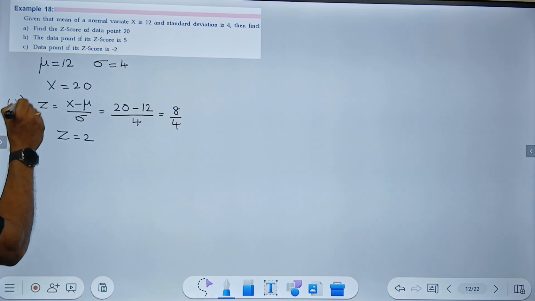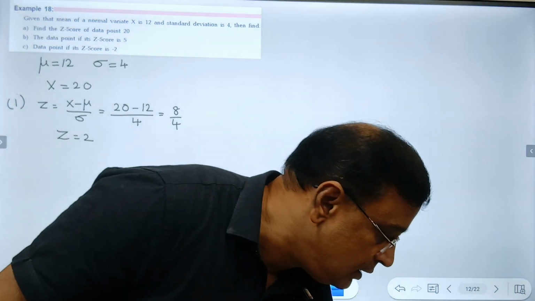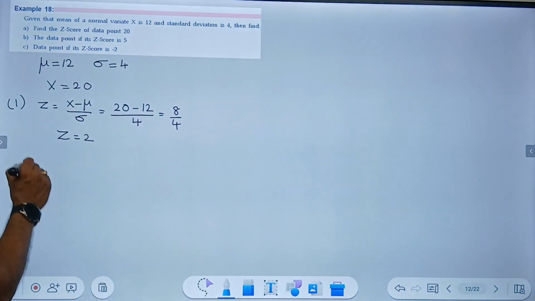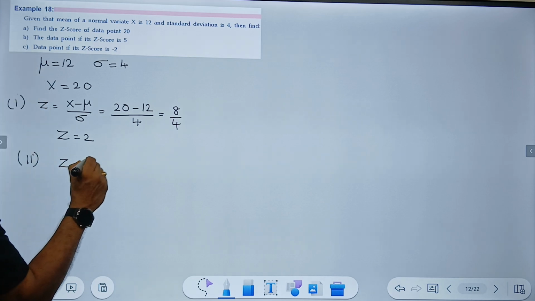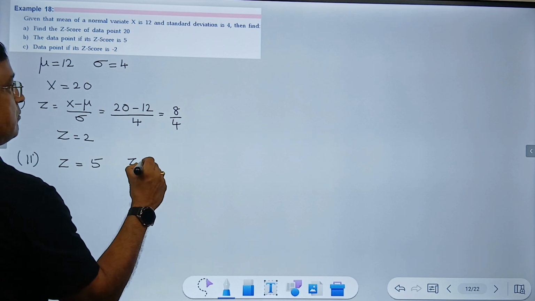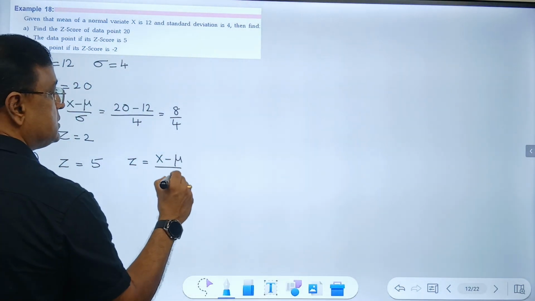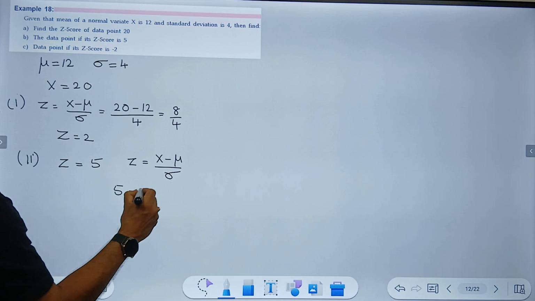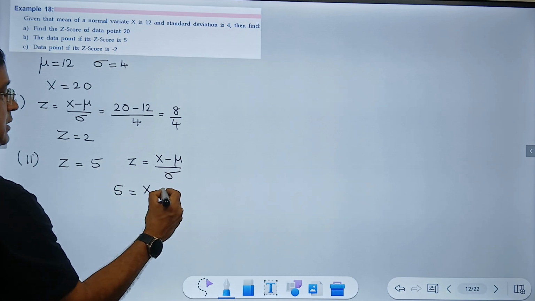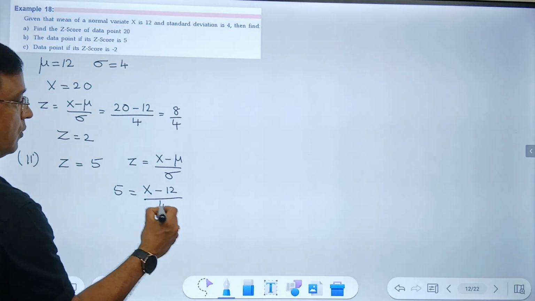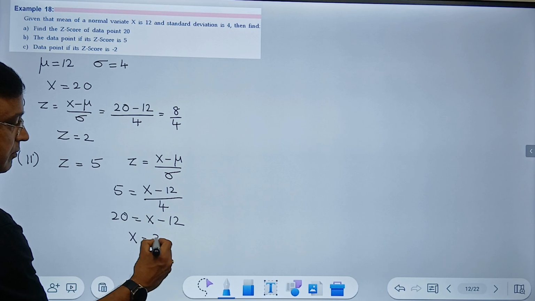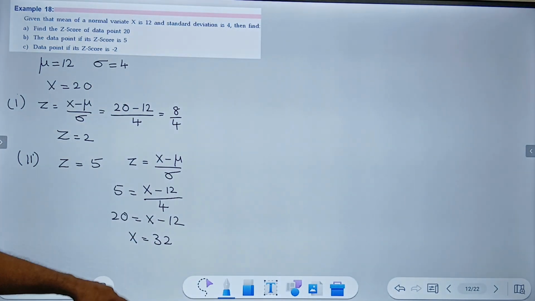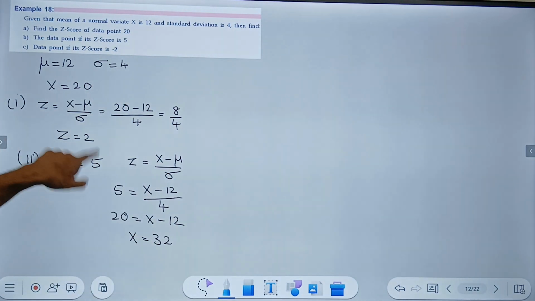This is my first subdivision. Okay. So my first subdivision is clear. What is my second subdivision? I have to find the data point if my Z score is 5. What is the formula? Z equal to x minus mu by sigma. My Z score is 5. I need to find the data point x: 5 equal to x minus 12 by 4. So I get 20 equal to x minus 12. So what is x equal to? X is equal to 32. So this is my data point 32 for the Z score as 5.